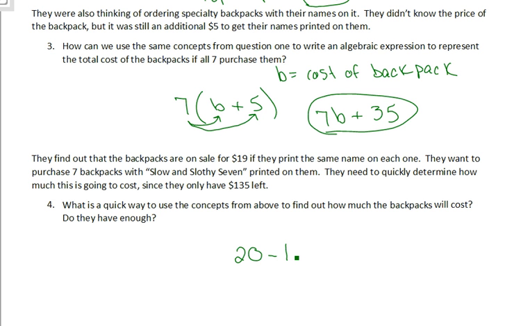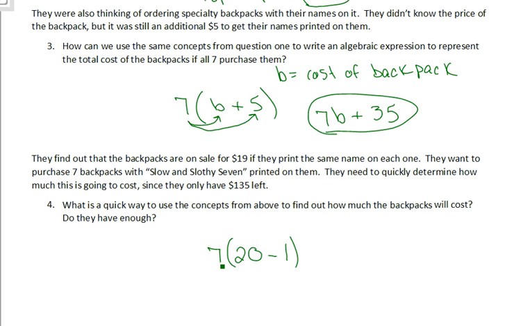Algebra is a lot of taking a number and changing it many different ways. 19 has many different names to it. It could be 18 plus 1. It could be 20 minus 1. Right now, we're going to call it 20 minus 1. Well, we know that that's 19. We know that we're going to multiply that by 7. So I'm going to take this and I'm going to multiply it by 7.